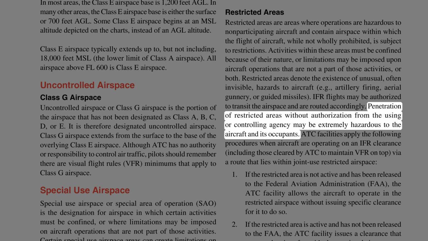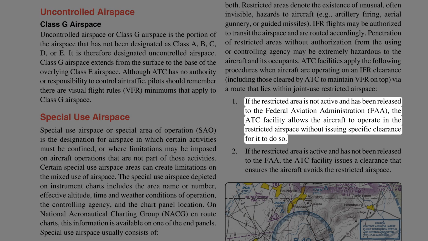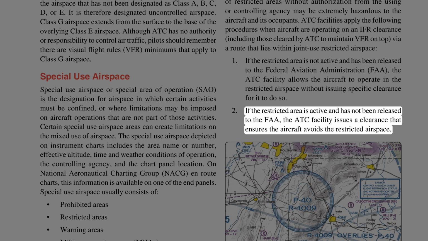its occupants. ATC facilities apply the following procedures when aircraft are operating on an IFR clearance, including those cleared by ATC to maintain VFR on top, via a route that lies within joint use restricted airspace. If the restricted area is not active and has been released to the Federal Aviation Administration, FAA, the ATC facility allows the aircraft to operate in the restricted airspace without issuing specific clearance for it to do so. If the restricted area is active and has not been released to the FAA, the ATC facility issues a clearance that ensures the aircraft avoids the restricted airspace.